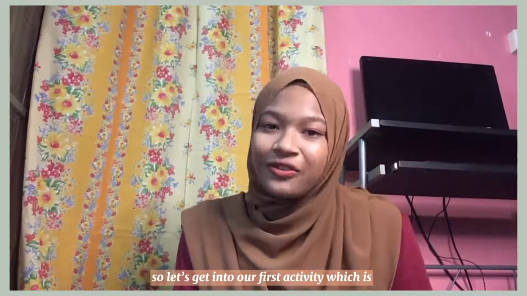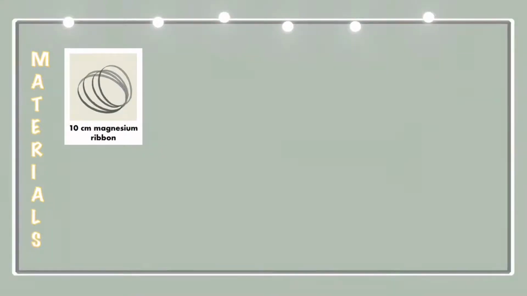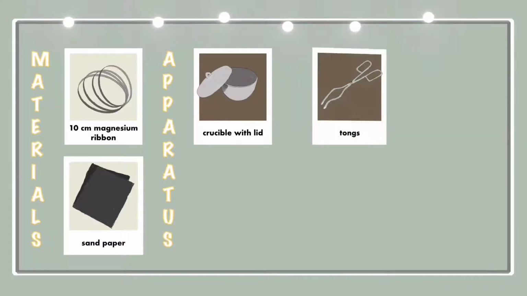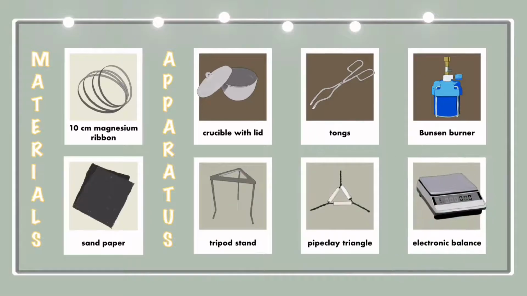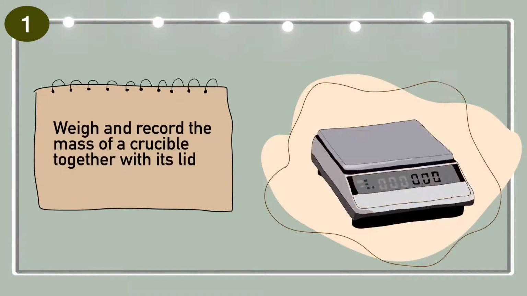So let's get into our first activity, which is determining the empirical formula of magnesium oxide. To determine the empirical formula of magnesium oxide, materials that we need are 10 cm magnesium ribbon and also sandpaper. Meanwhile, for the apparatus, we need 6 apparatus including crucible with lid, tongs, Bunsen burner, tripod stand, pipe clay triangle, and electronic balance. Procedure of this activity are not really complicated. We can simply start it off by weighing and record the mass of a crucible together with its lid.